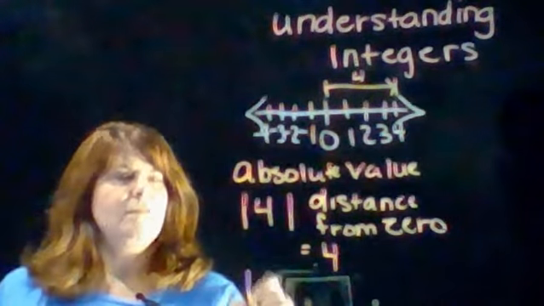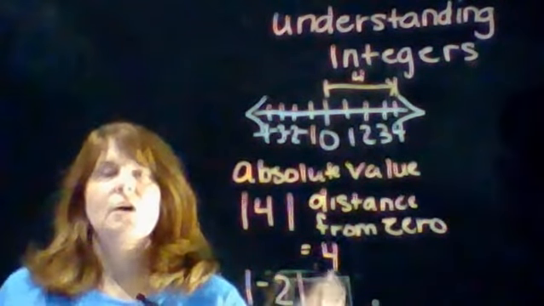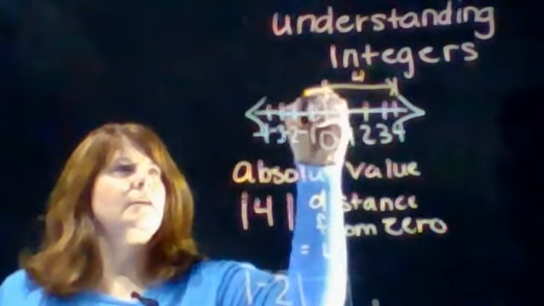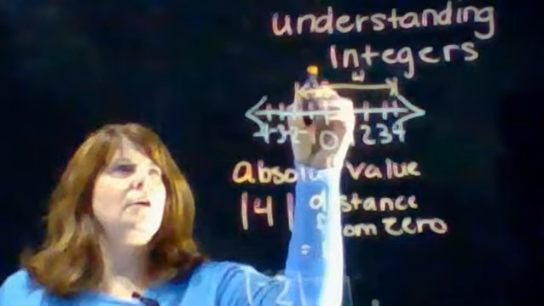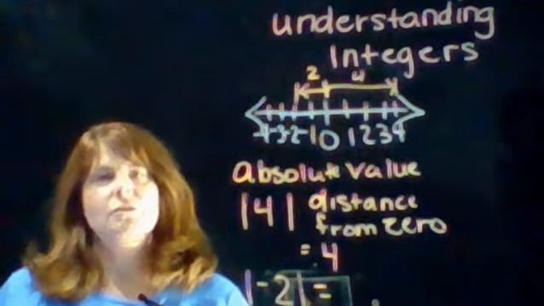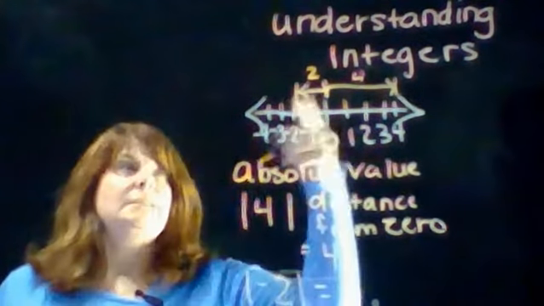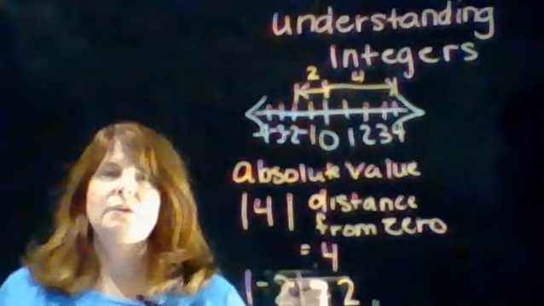What if I have -2? The absolute value of -2. Well, let's graph that. And I count 1, 2. That is 2 units away from 0. So the absolute value of -2, even though it's a negative, distance is always positive. So the absolute value of -2 is 2.